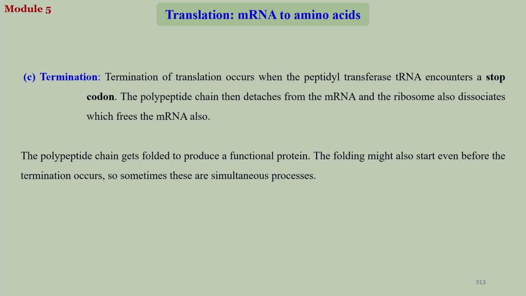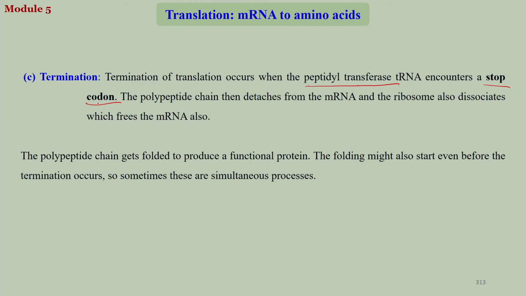The third one is the last one, the termination. Termination is the termination of translation, actually. When the polypeptide chain is synthesized, the enzyme that catalyzes the synthesis of the peptide bond is called the peptidyl transferase, and it encounters a stop codon. When it reaches the stop codon of the mRNA, protein synthesis is stopped, because the stop codon of the mRNA is complementary to an anticodon of a tRNA that does not carry any amino acid, is devoid of amino acid. So, the complementary sequence of the stop codon does not carry any amino acid. So, no further protein synthesis can occur.